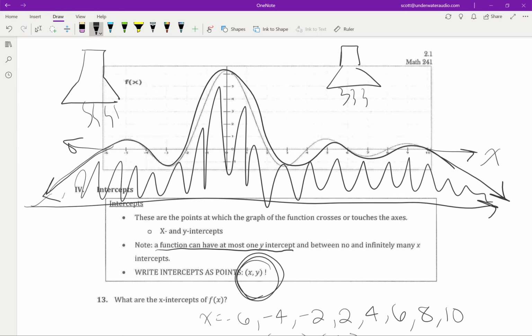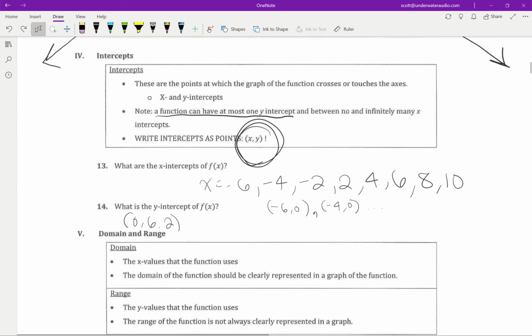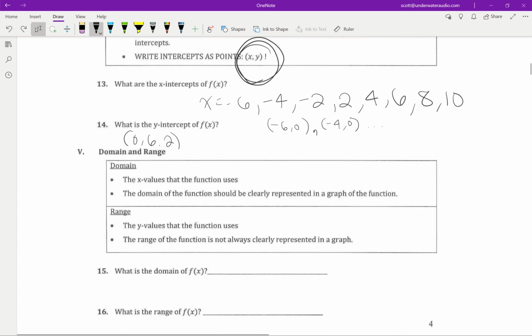So that tells me that every single x value gets used. Since every single x value gets used, that means that the domain is negative infinity to infinity. Every single x value happens. My example isn't all that great for the domain, it's a little better for the range.